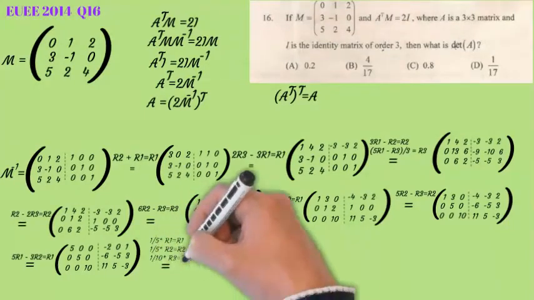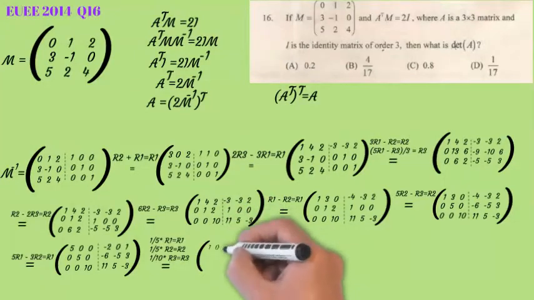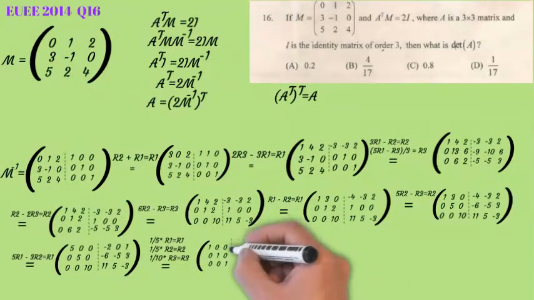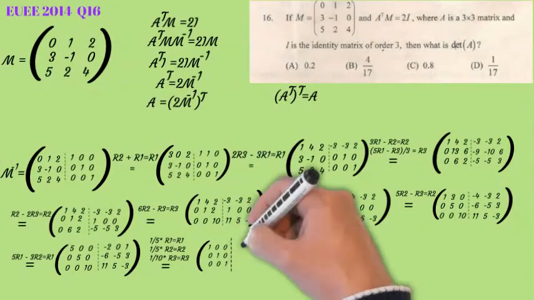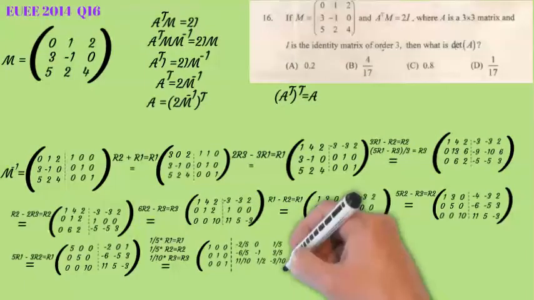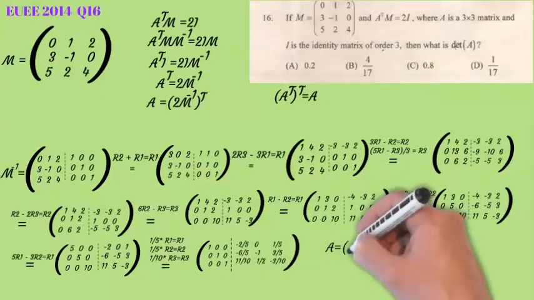The next step is very simple. All we have to do is multiply row 1 by 1 over 5, multiply row 2 by 1 over 5, multiply row 3 by 1 over 10. This is to have an identity on the first groups here. On the second group of the matrix, we will have our M inverse.